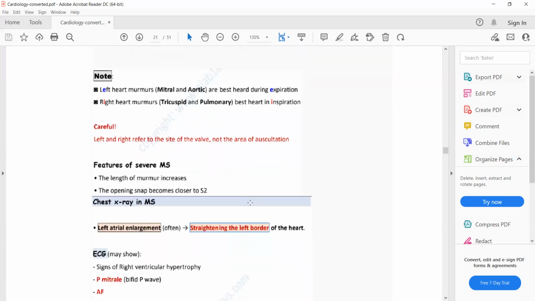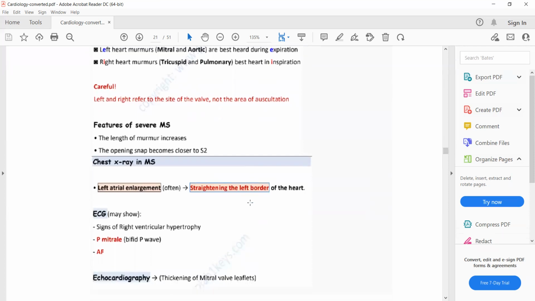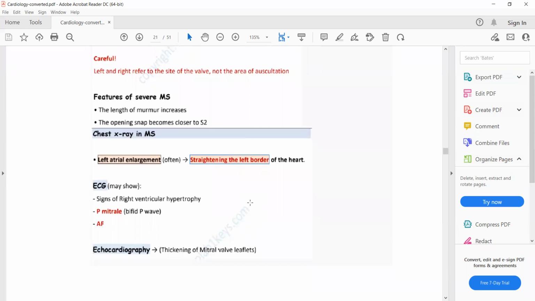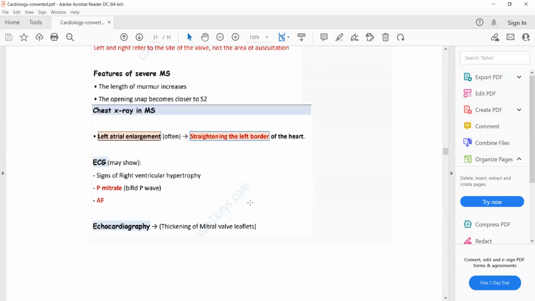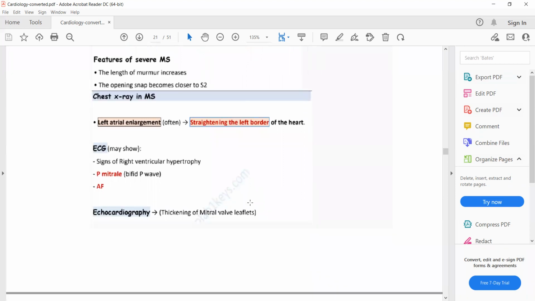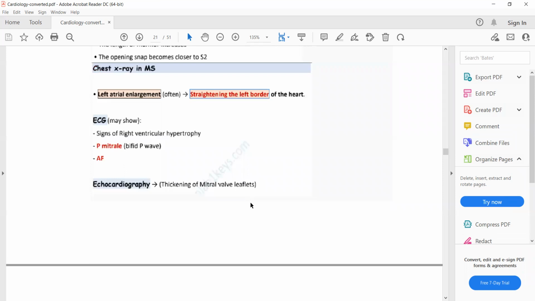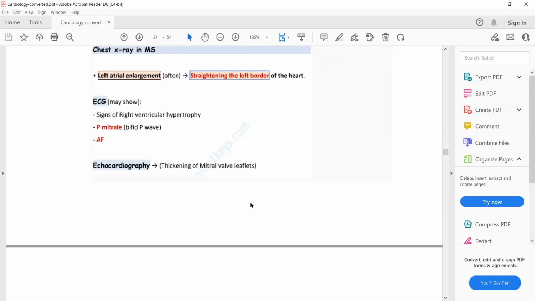Chest X-ray in mitral stenosis we have already discussed. On chest X-ray, there will be straightening of the left heart border in case of mitral stenosis. And ECG may show P mitral because of left atrial enlargement, and there will be bifid P wave. And also ECG can show features of atrial fibrillation in case of mitral stenosis.